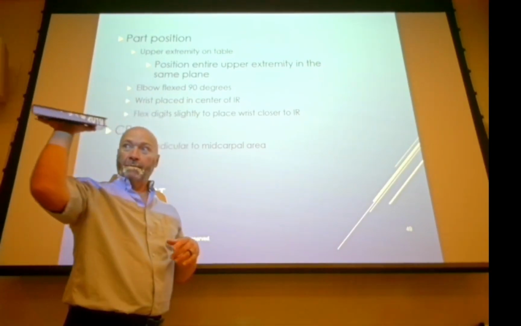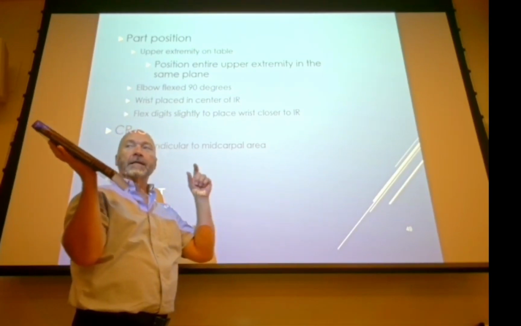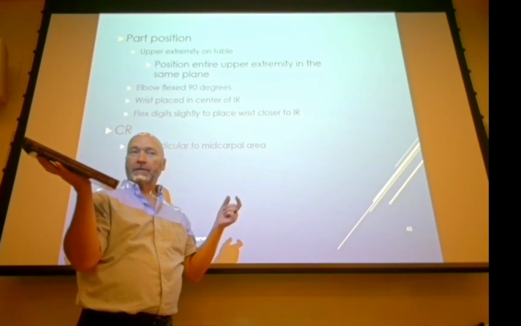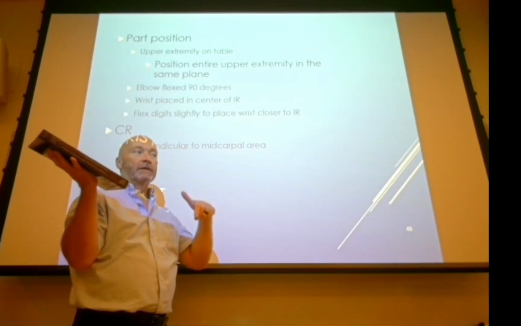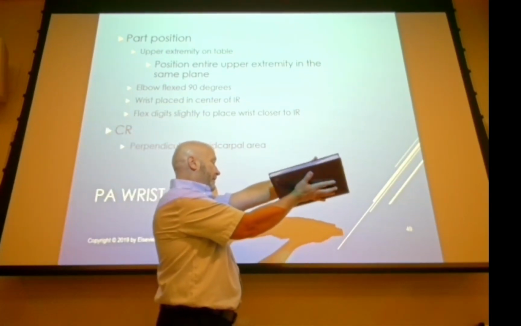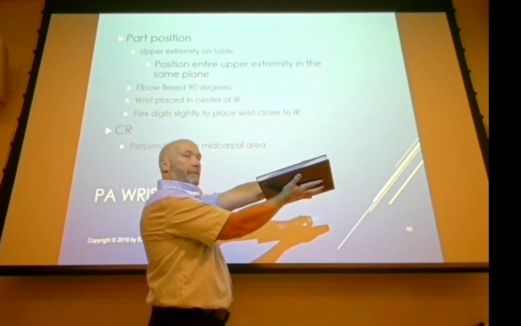If this is our image receptor, my object is my wrist. That's an increase in OID, right? So what does an increase in OID give us? Magnification, loss of sharpness of recorded detail, right? So watch what happens now. If I bend my fingers up, what happened?